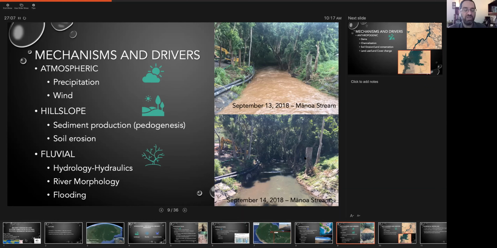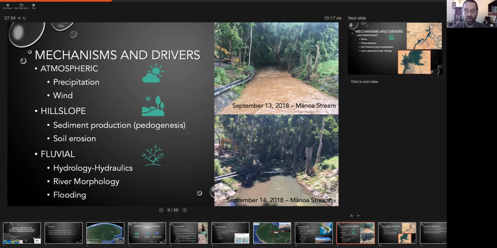And therefore we need to know something at least about especially precipitation. At the hill slope scale, we want to know about soil production. We want to know about the movement or the initial movement of that soil through soil erosion. So these are the drivers that affect how much sediment and what are the characteristics of that sediment that goes into the hill slope. And finally, the fluvial itself.